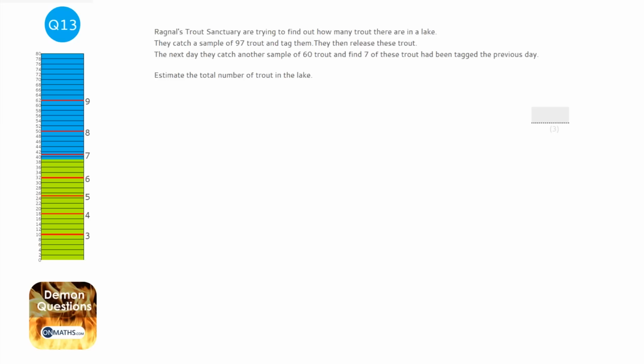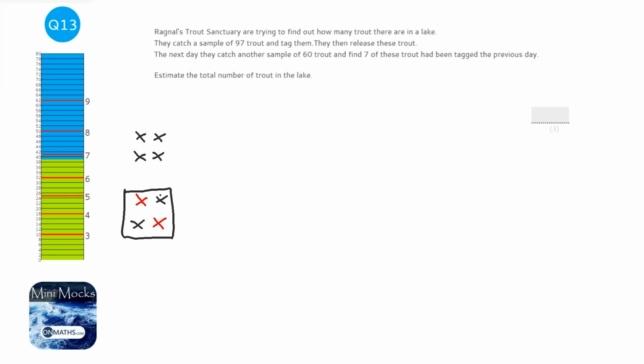Now this topic is brand new to the GCSE. I don't think it's ever been on the GCSE before, so it could be that all the resources you're using are a bit rusty on it. The idea is that you capture some things and you mark them all, then you put them back into the population, and then you capture a few more again. And then from the amount that you get back that are marked, you can have a really great estimate of the total population size.